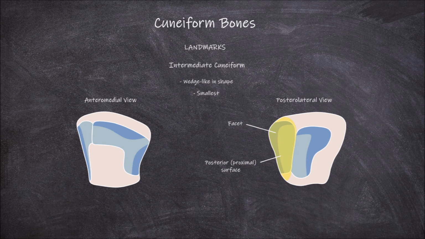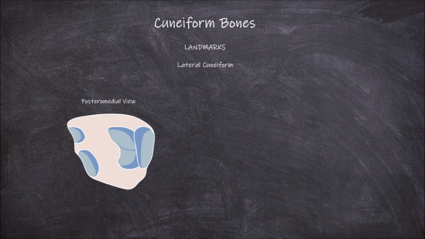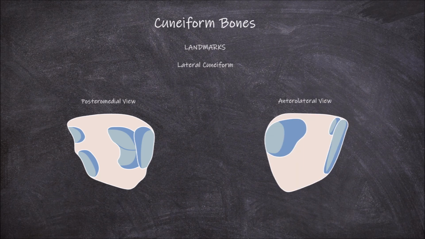Now let's look at the landmarks of the lateral cuneiform bone. Here we have the posteromedial view and the anterolateral view of the right lateral cuneiform. This bone is wedge-like in shape and has 6 sides. The plantar and dorsal surfaces are roughened for ligament attachment.